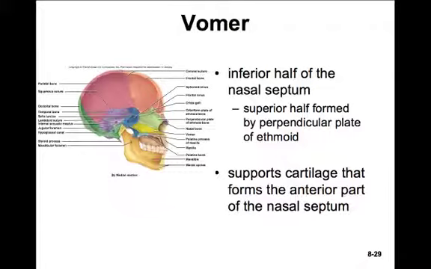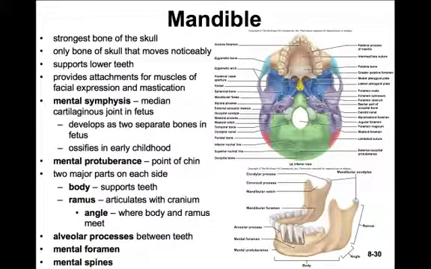The vomer is in the inferior half of the nasal septum, pictured in yellow here. Remember, the superior portion was formed by the perpendicular plate of the ethmoid bone. The vomer is going to support the cartilage that forms the anterior portion of the nasal septum on the inferior border. Finally, let's look at the mandible.